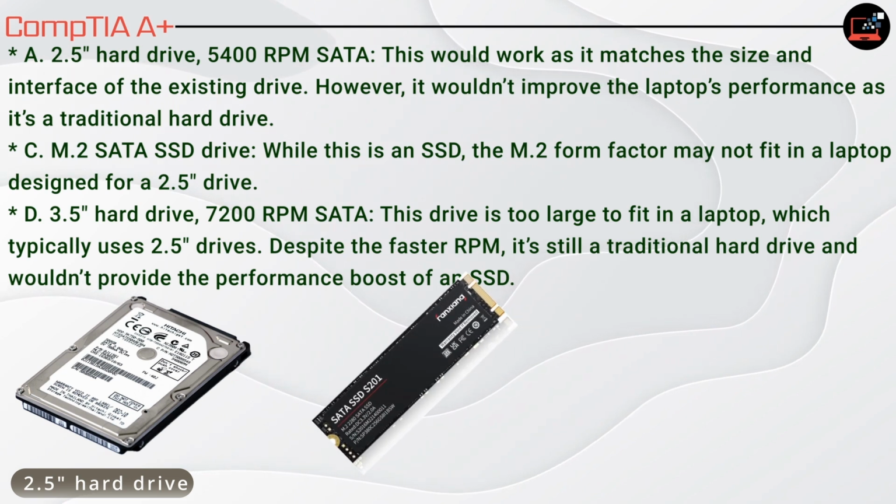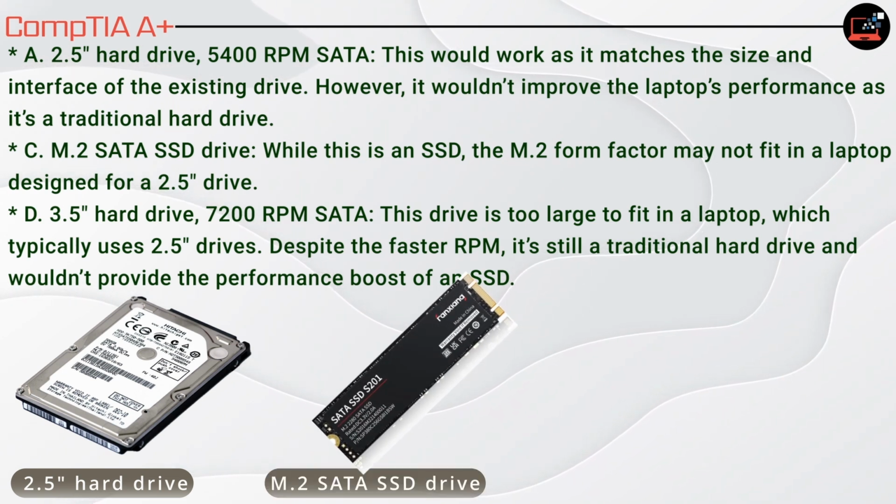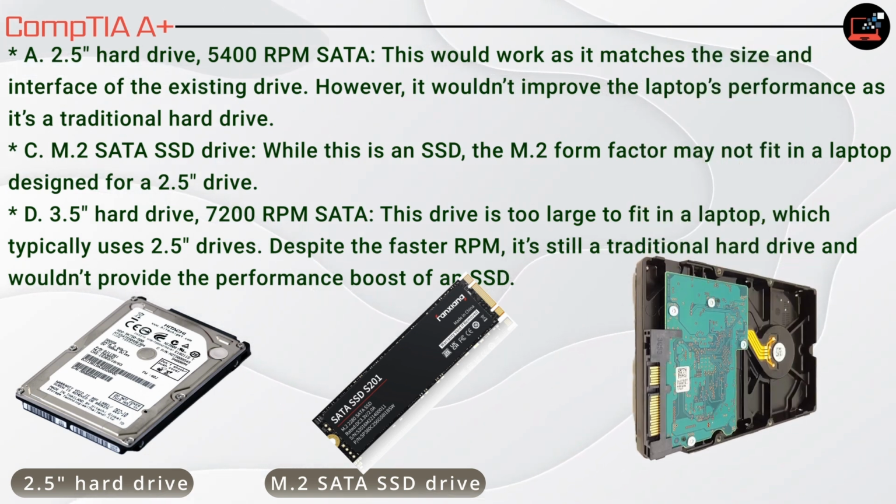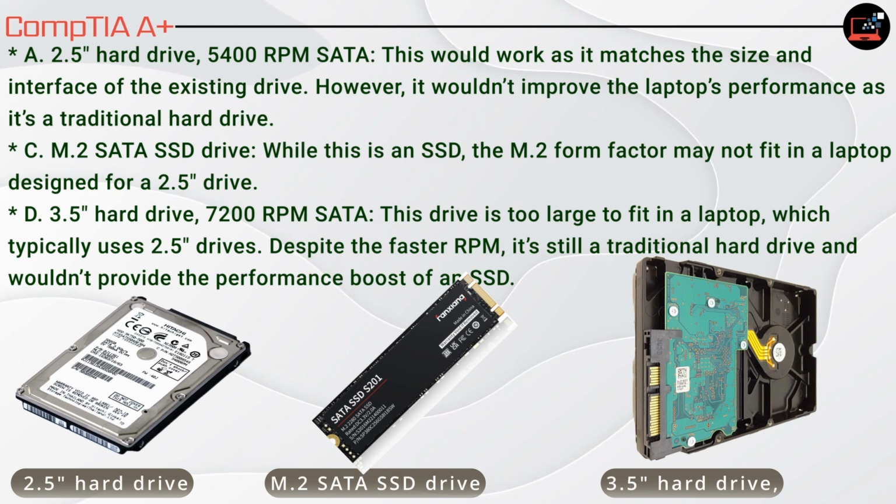C, M.2 SATA SSD drive. While this is an SSD, the M.2 form factor may not fit in a laptop designed for a 2.5 inch drive. D, 3.5 inch hard drive, 7,200 revolutions per minute, SATA. This drive is too large to fit in a laptop, which typically uses 2.5 inch drives. Despite the faster RPM, it's still a traditional hard drive and wouldn't provide the performance boost of an SSD.